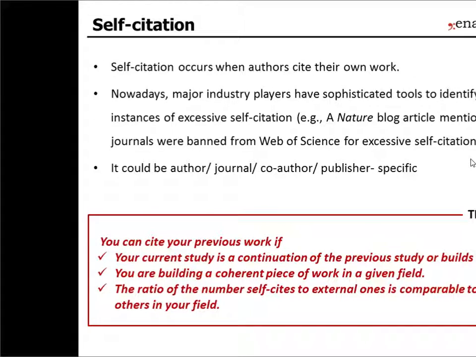And the ratio of the number of self-cites to external ones should be comparable to others in the field. It will be very difficult to find this, but as I said, if there are about 25 citations in your reference list, 20 of those should not be your own. You should only give rightful credit to your own previous work when it is required and not unnecessarily. It's highly unlikely that you did all the background work for your research as well.